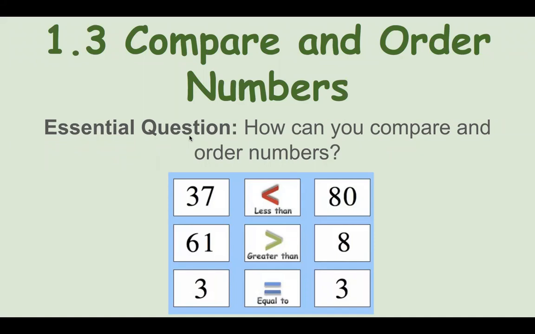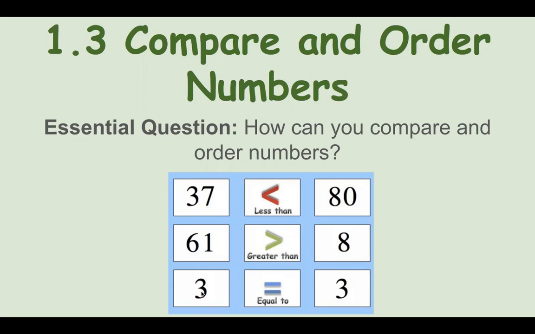If we're comparing something, we use symbols like this, and they probably look familiar because you probably used them before in third and maybe even second grade. We use the less than symbol to help us compare numbers. In this example, it's saying 37 is less than 80, because this has less tens, so that makes it less than this number. The other symbol we use is greater than. Like in this example, 61 is greater than 8, because this one doesn't even have any tens, so obviously this one's bigger.